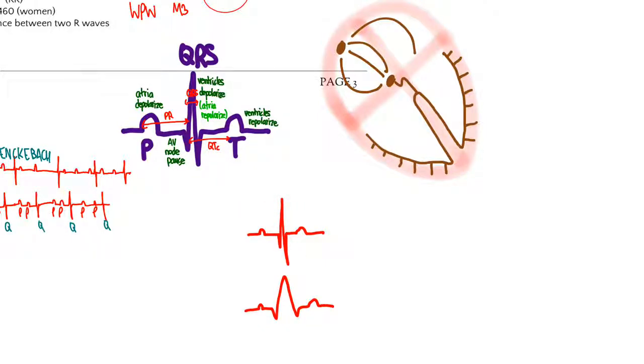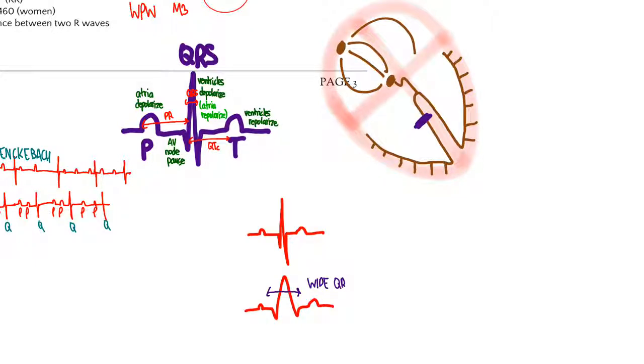But what happens if you get a block in here? Something prevents conduction from going through. Then that means in order to go around it, it needs to go around like this. And so we know that conduction is slow through here. The electrical impulse moves very slowly here because it's not going through these electrical superhighways. And so when something slows down, it widens out the QRS. And you can see here that the QRS is really wide, right? And so that's called a wide QRS.